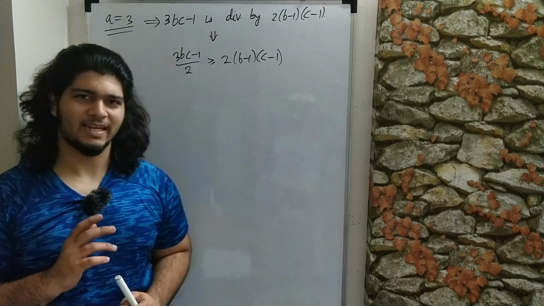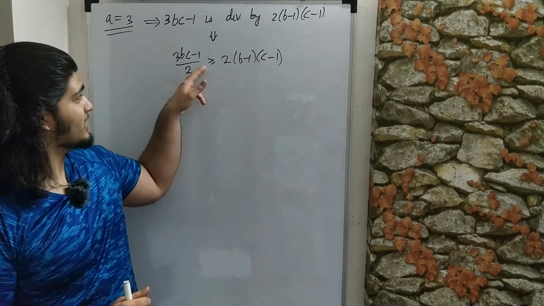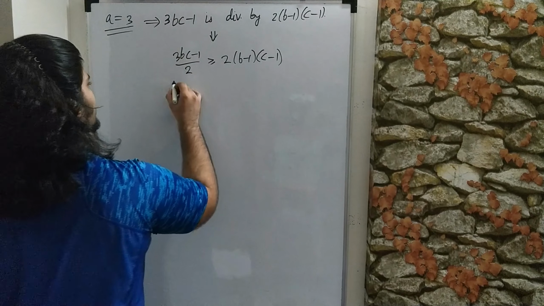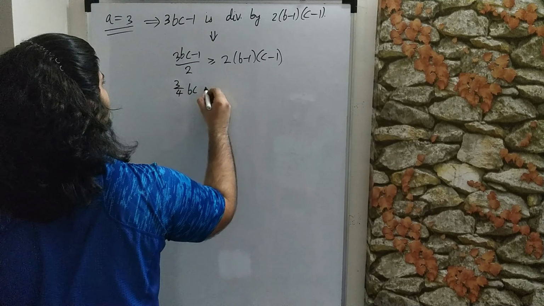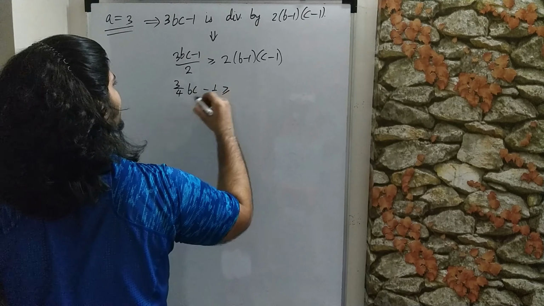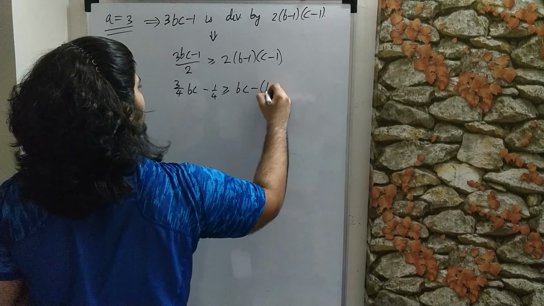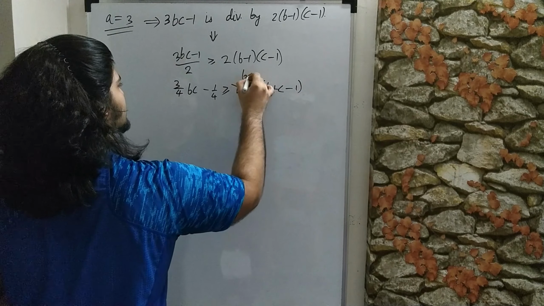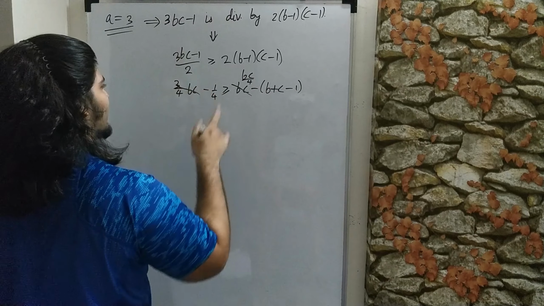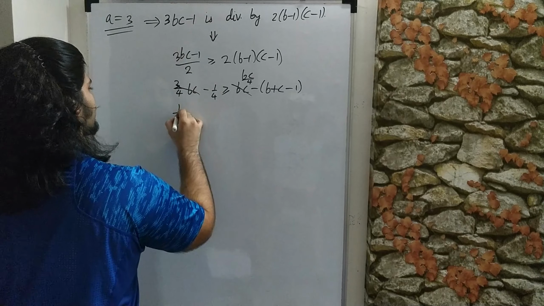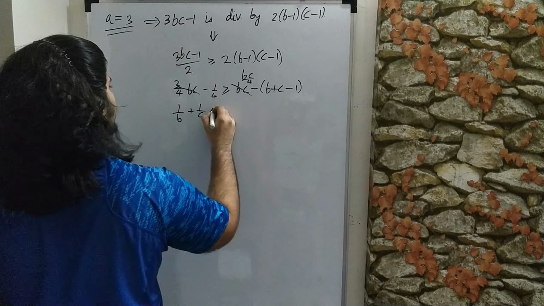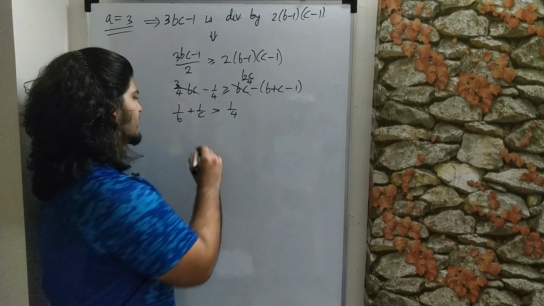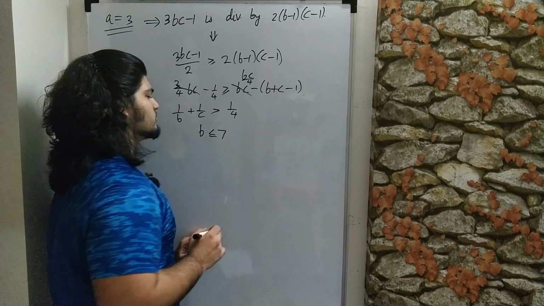For the second case where a equals 3, once again we get this inequality. I'll leave the proof to you. And now this tells us that 3/4 bc minus 1/4 is greater than or equal to bc minus b plus c minus 1. And once again we can do the same thing, divide by bc/4, and this time we'll get the inequality 1/b plus 1/c is greater than 1/4. From here we get that b must be less than or equal to 7.